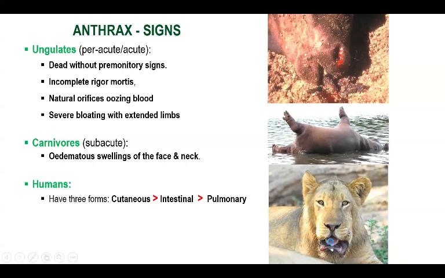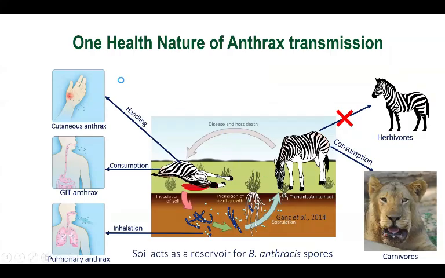In lions and other carnivores, one of the most important aspects we've seen is, like you've put in the middle, carnivores, subacute edematous swelling of the face and the neck. This is one of the most common things you are going to see when you are dealing with anthrax in animals.